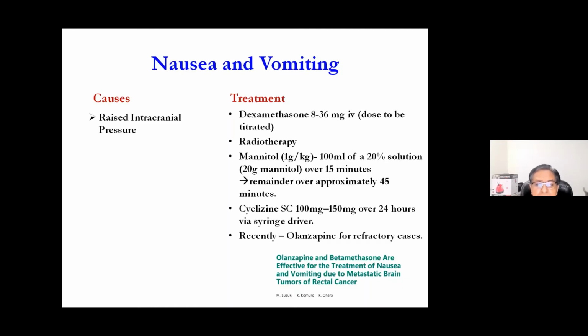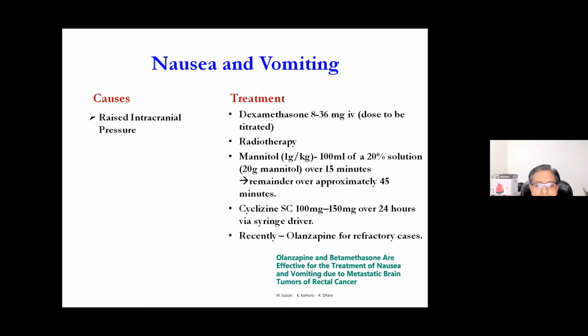Dexamethasone remains the drug of choice. We start at 8 milligram in this patient and it can be given twice a day, but we can go up and titrate to even 36 milligram. But the use of 8 milligram twice a day is one of the options. These patients also require radiotherapy and an acute decongestion measure to reduce the intracranial pressure. By the time the steroids and radiotherapy are having an effect, we can start them on mannitol also.